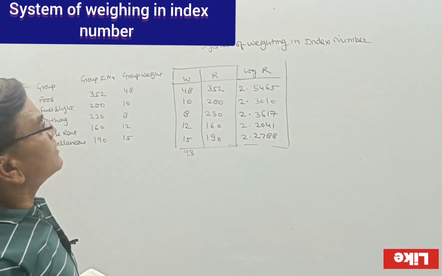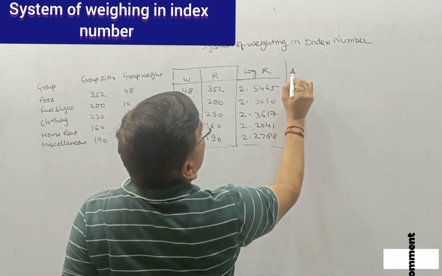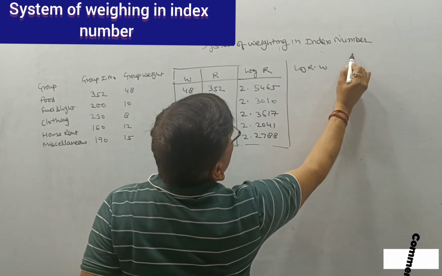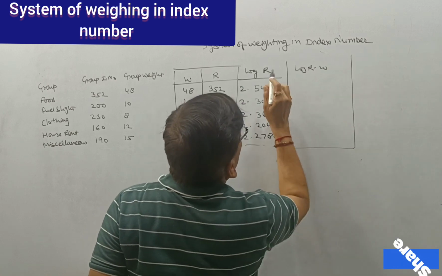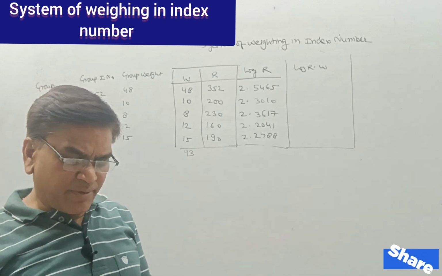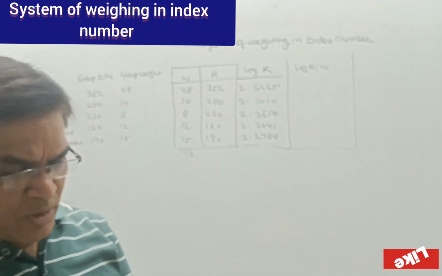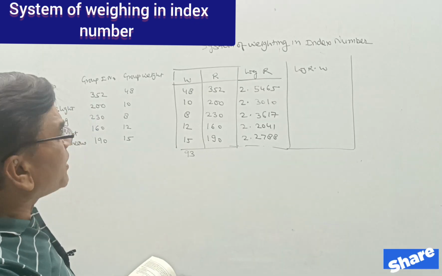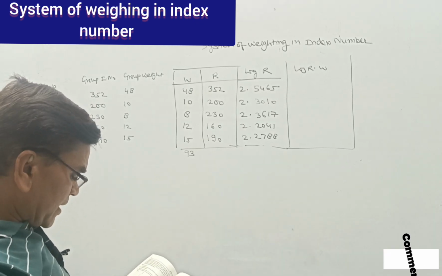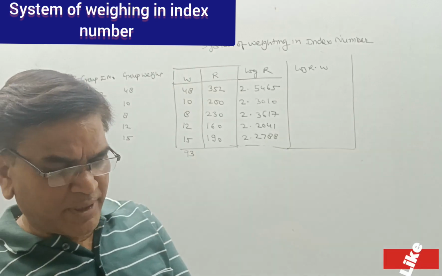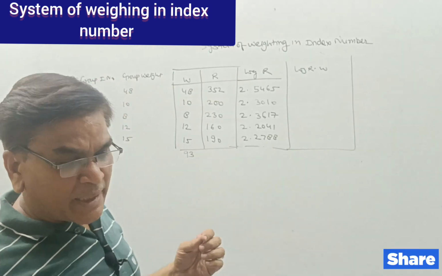So the very first thing we need is log R multiplied by W. We don't want the addition of these yet. So first I should check: 2.5465, 2.3010, 2.3617, 2.2041 and 2.2788. So everything is okay. Now the multiplication of W with these.